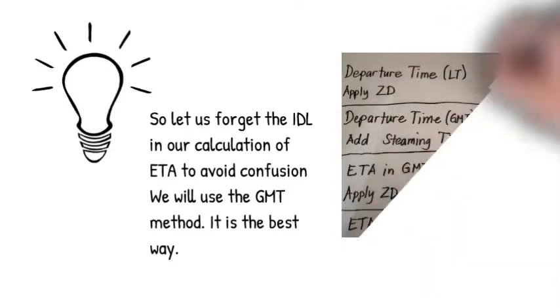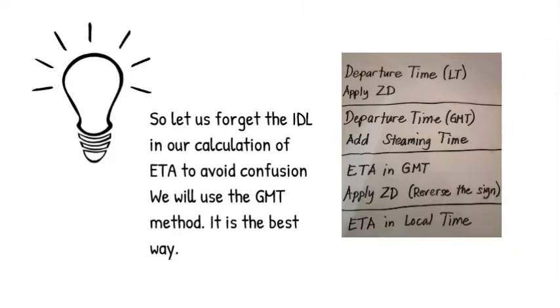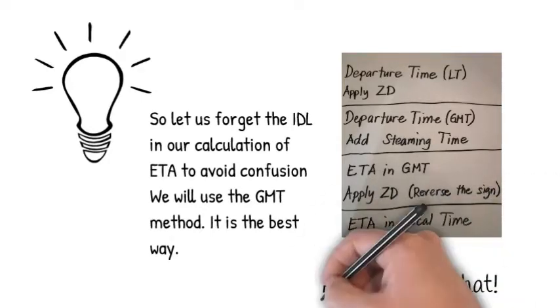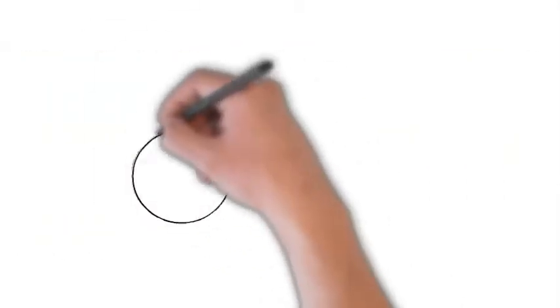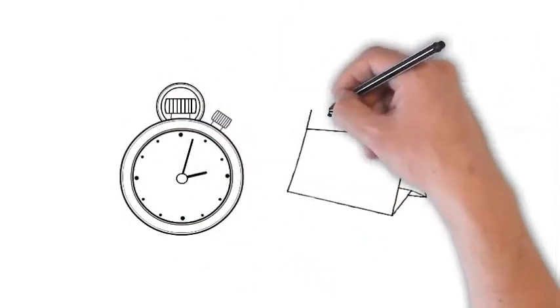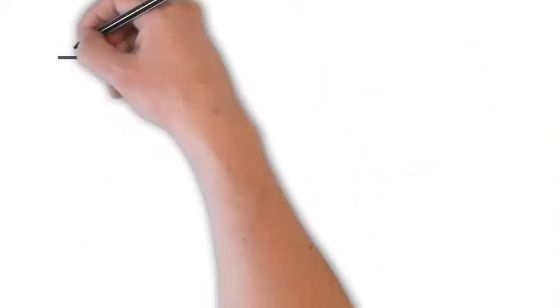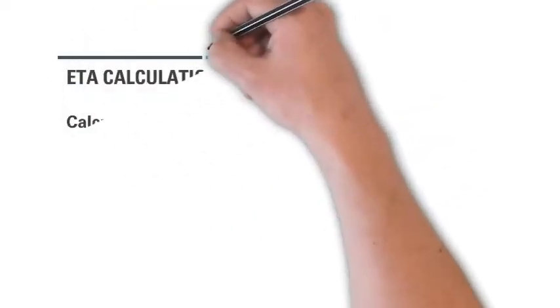So we can follow this: departure time in local time applies sound description equals departure time in DMT. Add steaming time equals ETA in DMT. Apply sound description and you can get the ETA in local time. As simple as that. So let us now see the ETA calculation example.